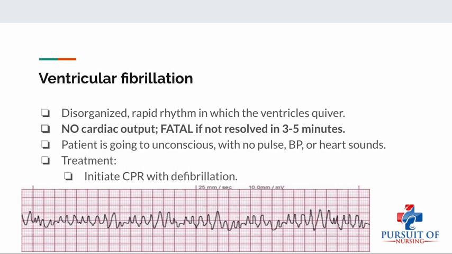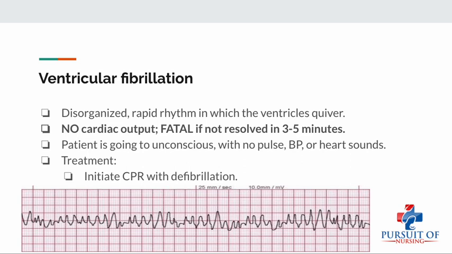Okay, so ventricular fibrillation is a very disorganized, rapid rhythm in which the ventricles quiver. There's no cardiac output in ventricular fibrillation, because remember, the left ventricle is going to pump the blood back to the rest of the body. So when that ventricle is just quivering, there's no cardiac output. This is fatal if it's not resolved in 3 to 5 minutes.